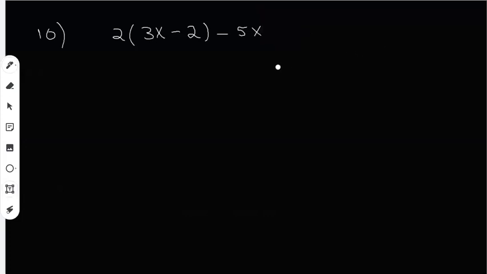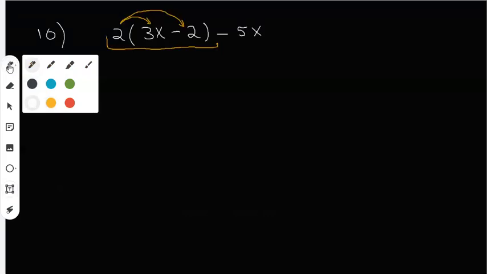Okay. So the first thing I'm going to do is the distributive property on this thing right here. Notice there's a 2 on the outside. So I'm going to multiply everything that's on the inside of the parentheses by the 2. I'm going to multiply 2 by 3x, and then I'm going to multiply 2 by this minus 2 over here.